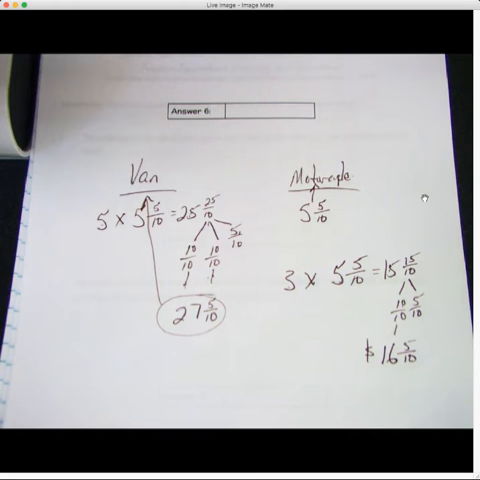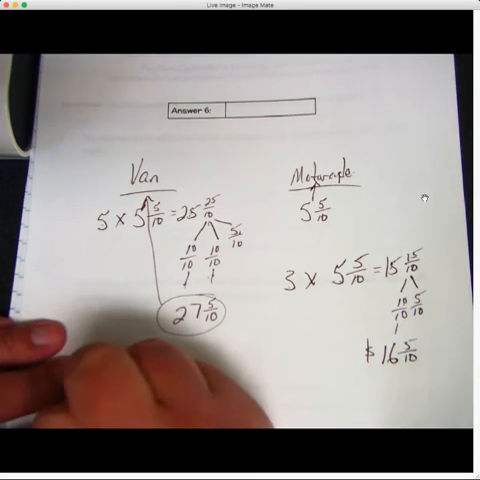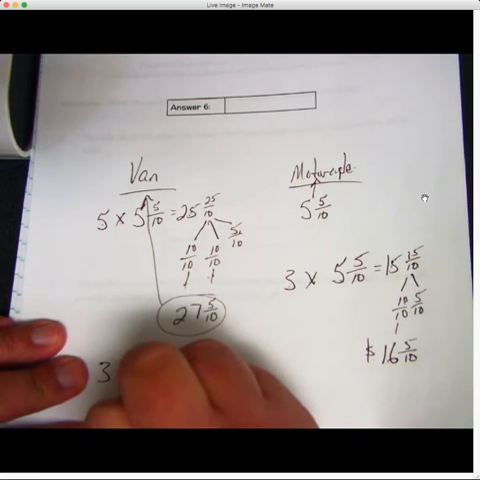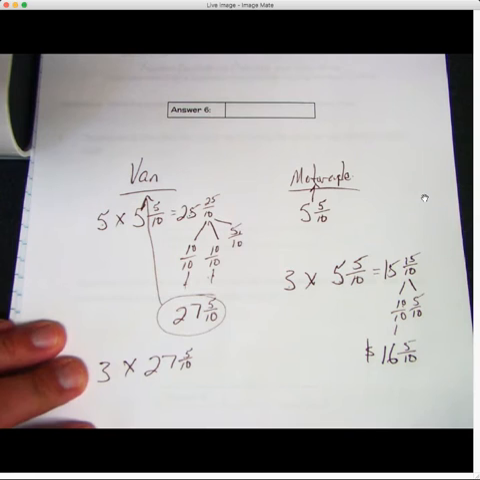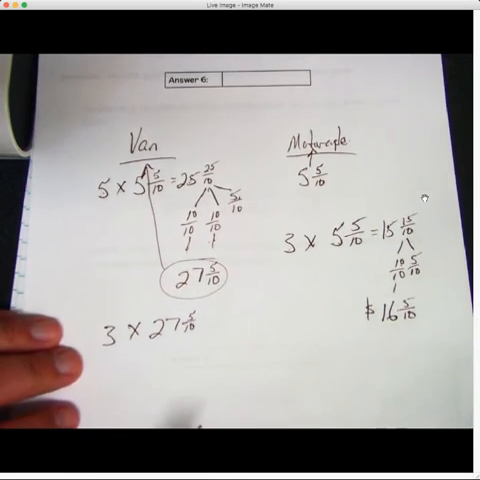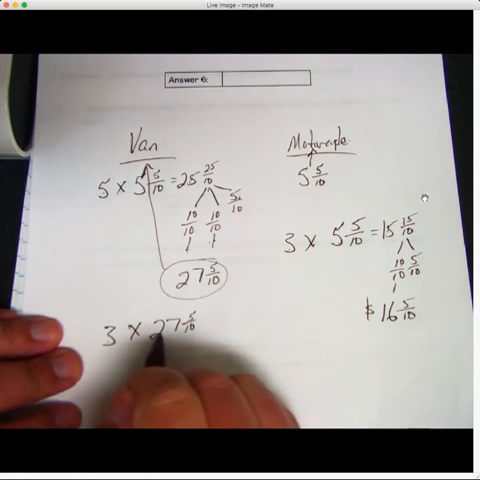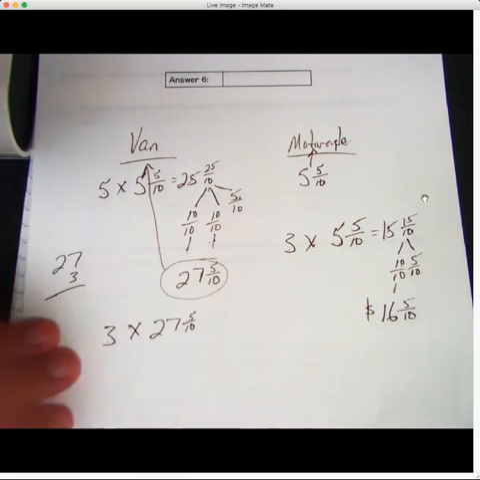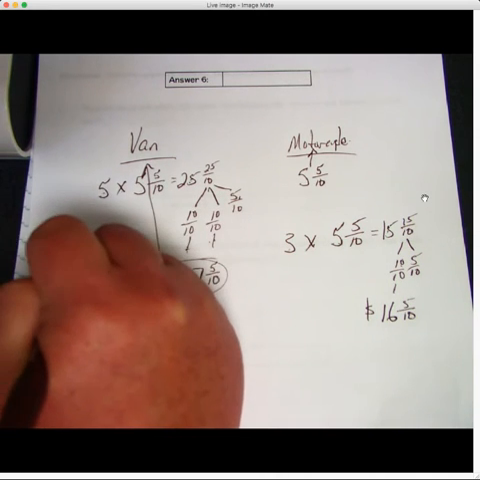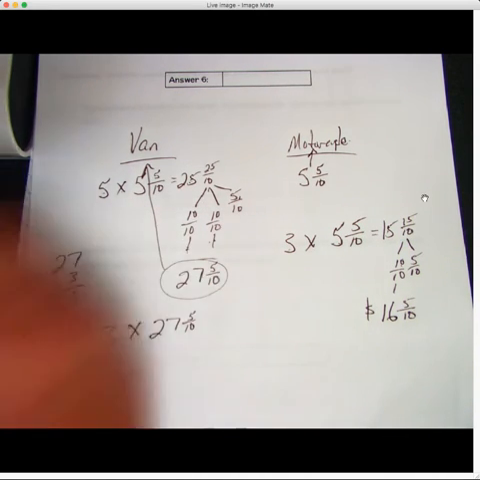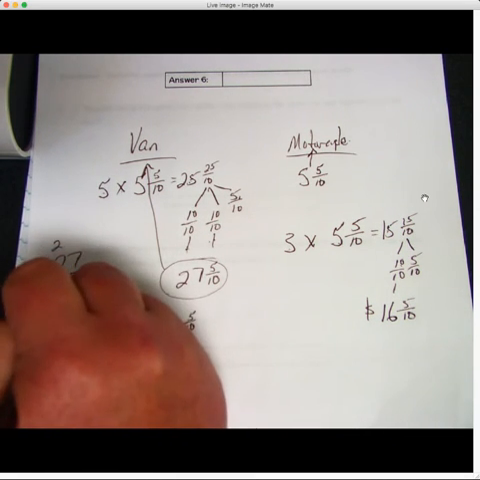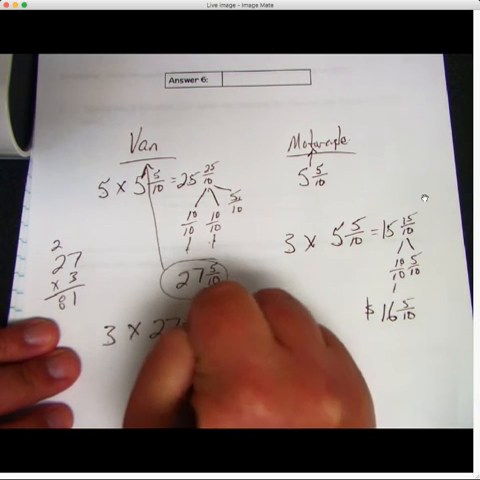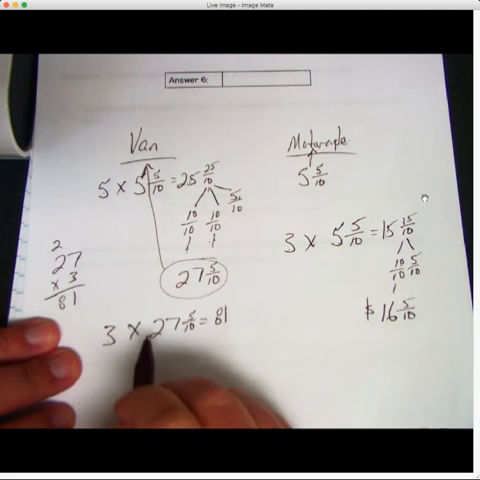All right, now let's do this one. It costs $3 per gallon, and to fill the van, it holds 27 5/10 gallons. 27 and 5/10 is 27 and a half. We'll just keep it like this for now. 3 times 27. I've got to write that out up here because I can't do that in my head. So 3 times 7 is 21. Put my 1 down. Carry my 2. 3 times 2 is 6, plus 2 is 8. So this is 81. That's a lot of money to fill that van up.